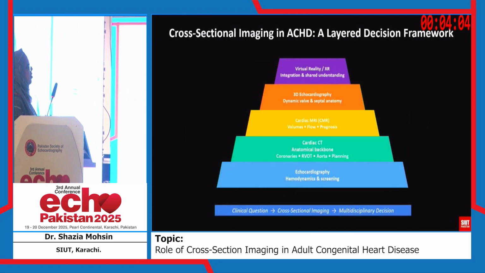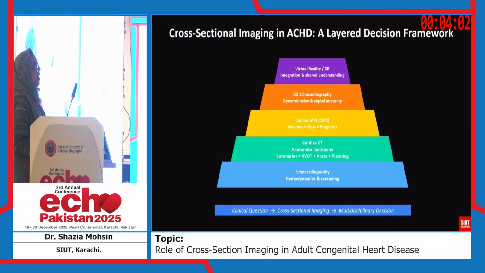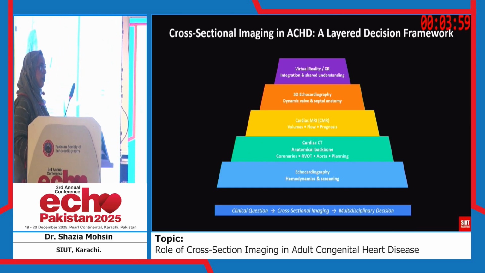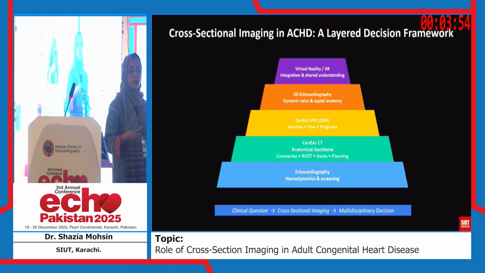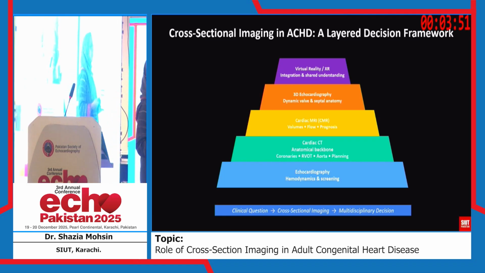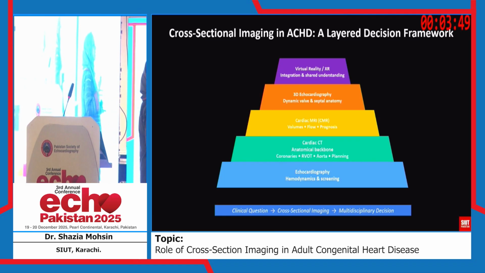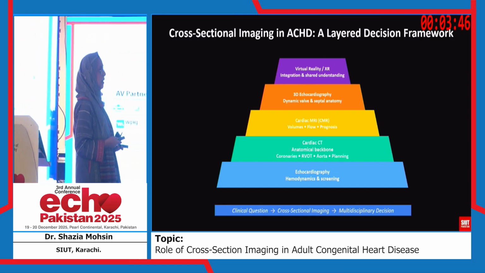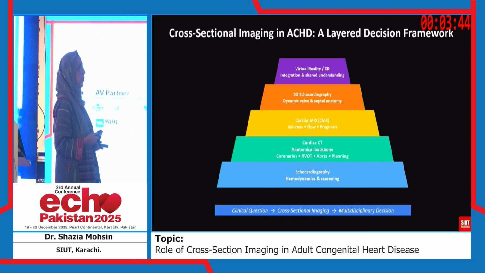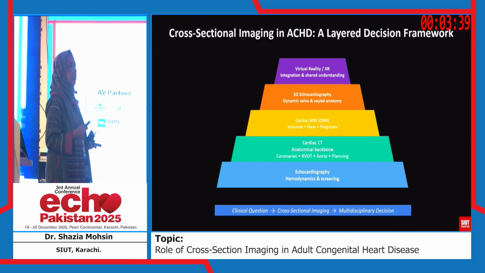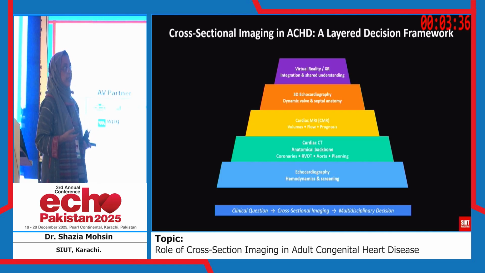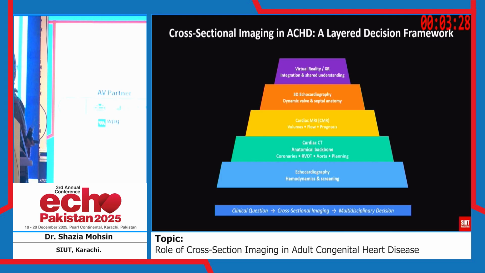So what is cross-sectional imaging in adult congenital heart disease? It is a layered decision framework. It starts with echocardiography and hemodynamics; the most important are hemodynamics and 2D echo. If needed, it can go to 3D echo and cardiac CT, the anatomical backbone, for coronaries, RVOT, aorta, and planning. Then we can take help of cardiac MRI, which can show volumes, flows, Qp:Qs, regurgitant volumes. We can also use 3D echocardiography to look at the dynamic valves and septal anatomy.